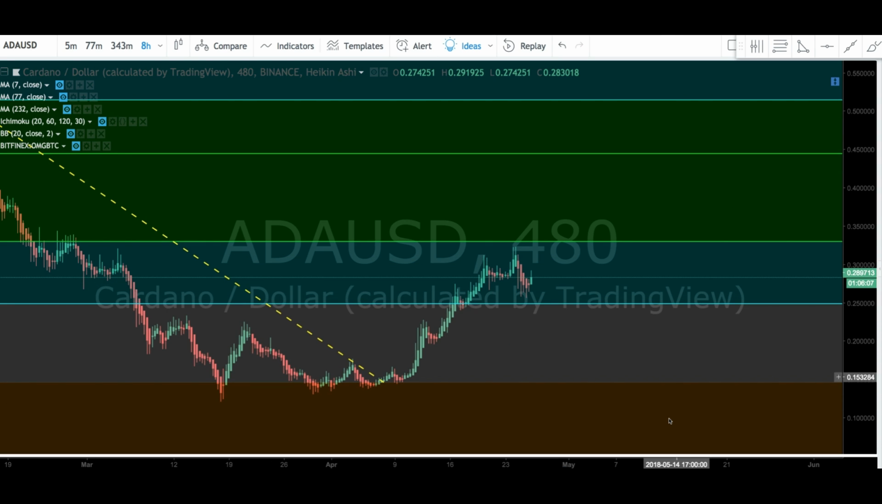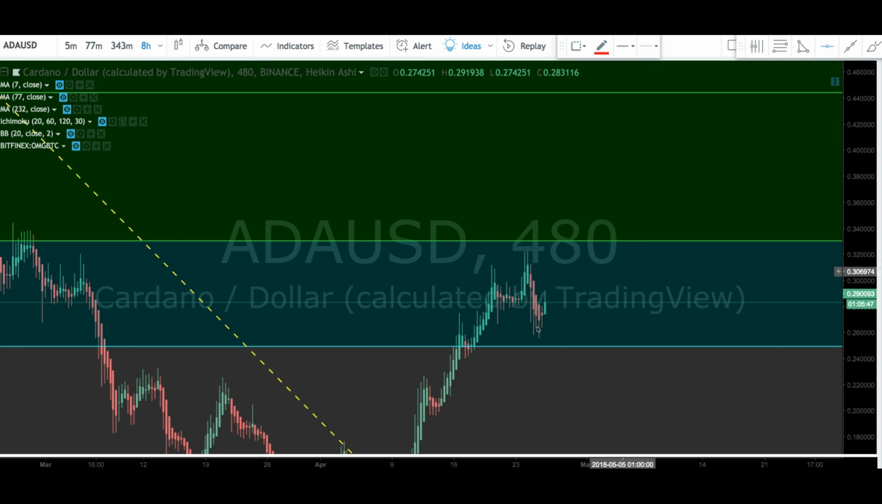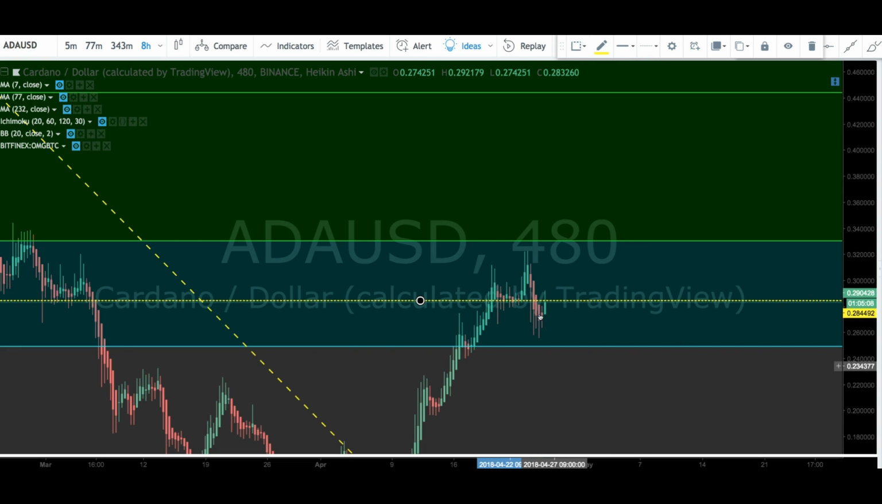If we go down to the 8-hour where I like to be, then we can start drawing some tighter support and resistance lines. We'll use this as our current resistance line at 28 cents. We want to see it break through there and use that as support as we did back here so that we can start testing this 33 cent level again.